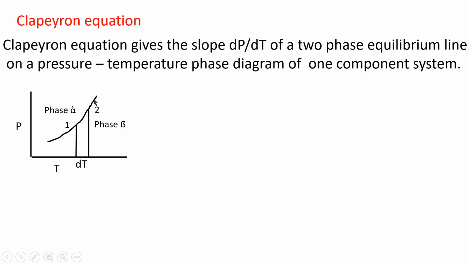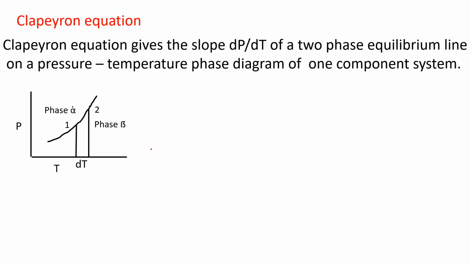What does it mean? This is one component system, two phases. These phases may be solid-liquid, solid-vapor, liquid-vapor, whatever it is. And on this line, these two phases are in equilibrium. That means every point on this line, the two phases are in equilibrium. And this plot is pressure versus temperature plot. And Clapeyron equation gives this slope dP/dT. That expression is given in the Clapeyron equation.